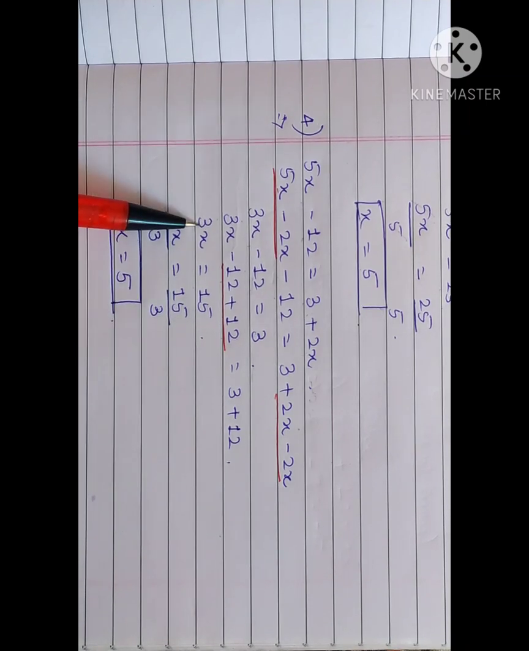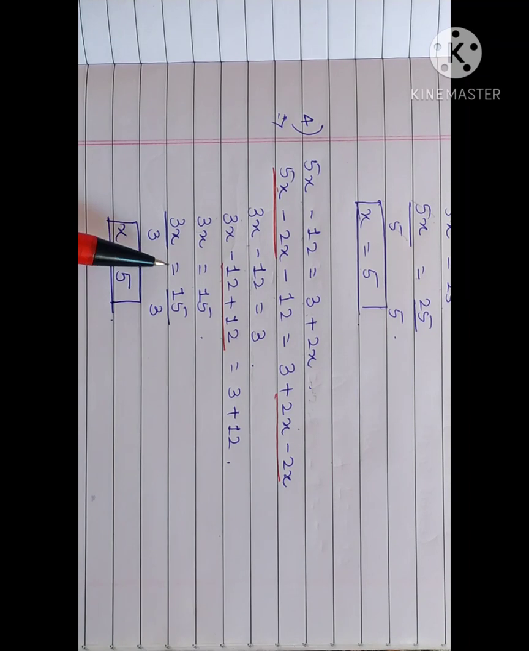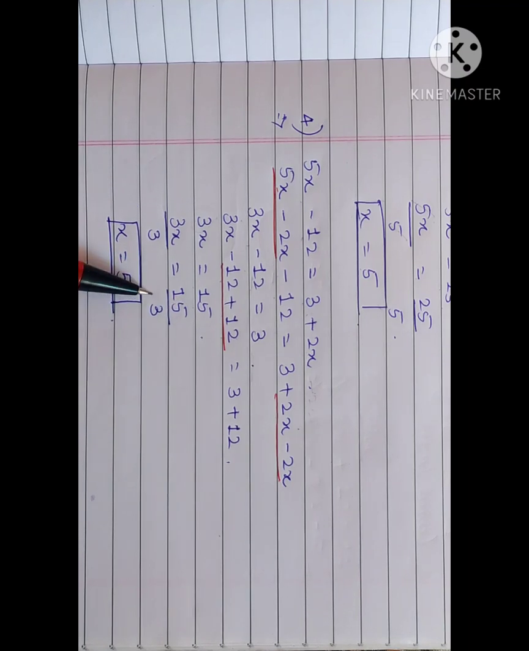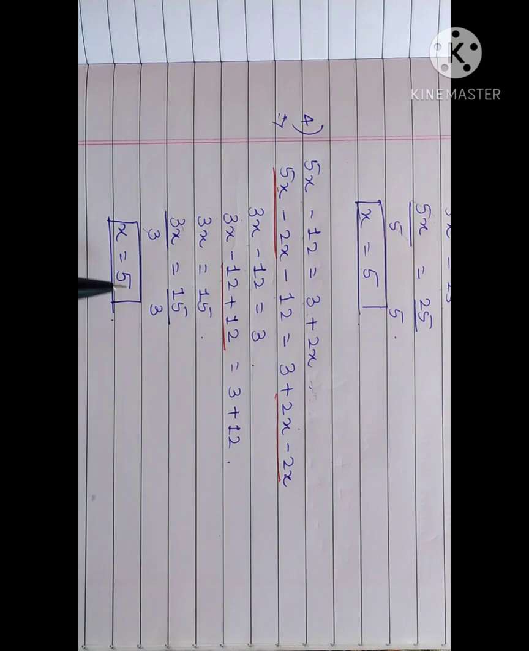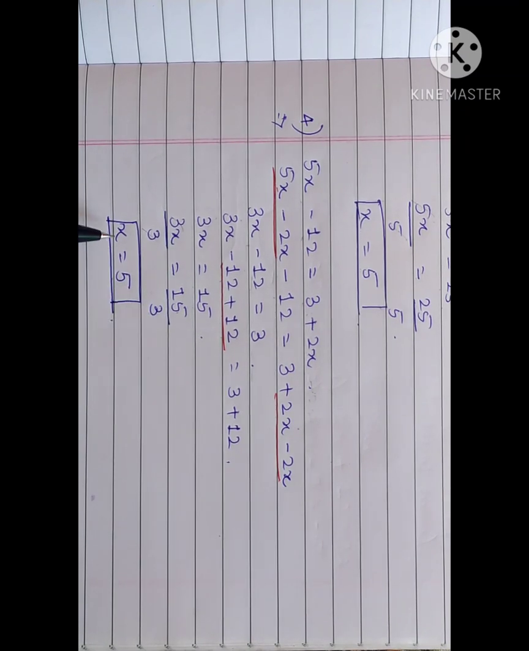Now we have to eliminate this 3 also. Now this is multiplied to x, so we will divide it by the same number, 3, here. So 3x divided by 3 is equal to, here also we have to divide this 15 by 3. So 15 divided by 3. Now this 3 and this 3 will get cancelled, only x will remain, and 15 divided by 3 will be equal to 5. So we have got the x value is equal to 5.